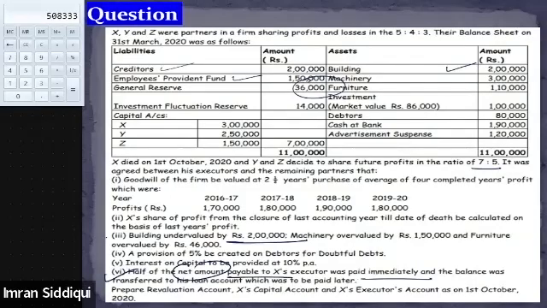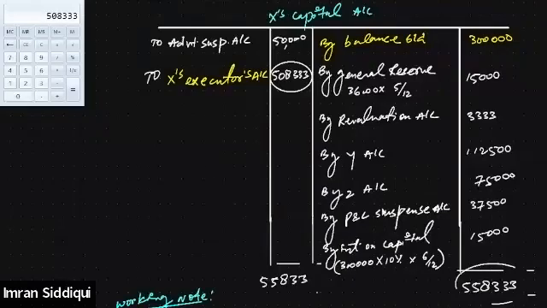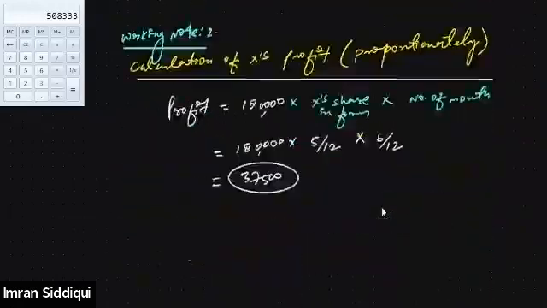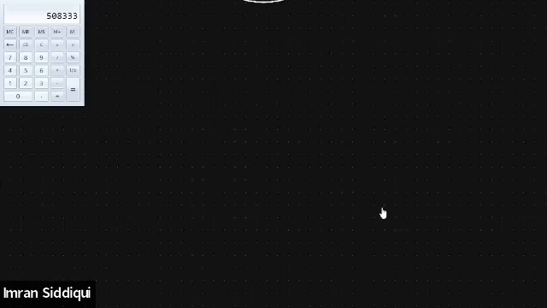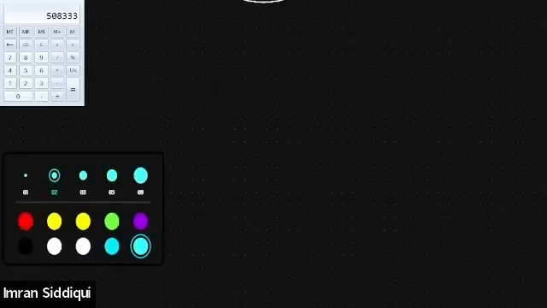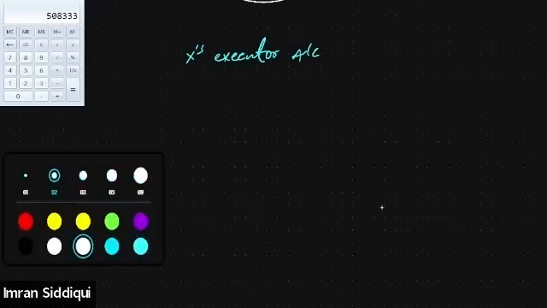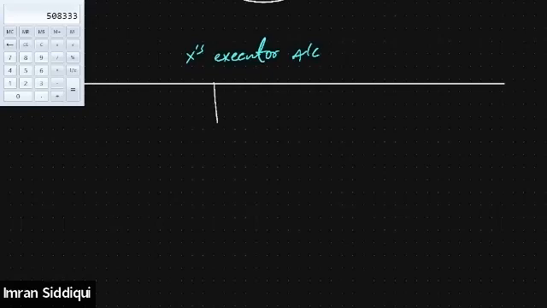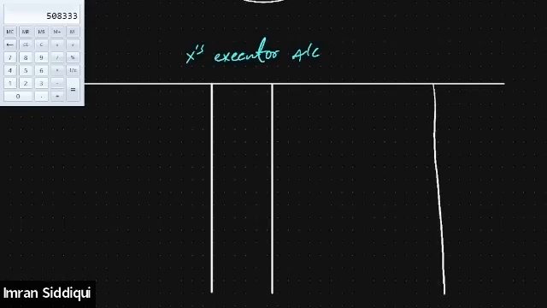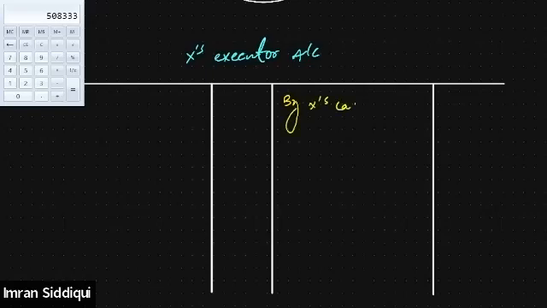All right, so see, this is how we will be doing that. We will transfer this entire amount firstly to the executor's account. For that, we will have to prepare the executor account. Just a minute. I should have made the working note after the executor account. Anyways, no issues. X executor account. So first of all, the entire amount will be transferred here by X capital account, 5,08,333. All right, everybody, understood this point?